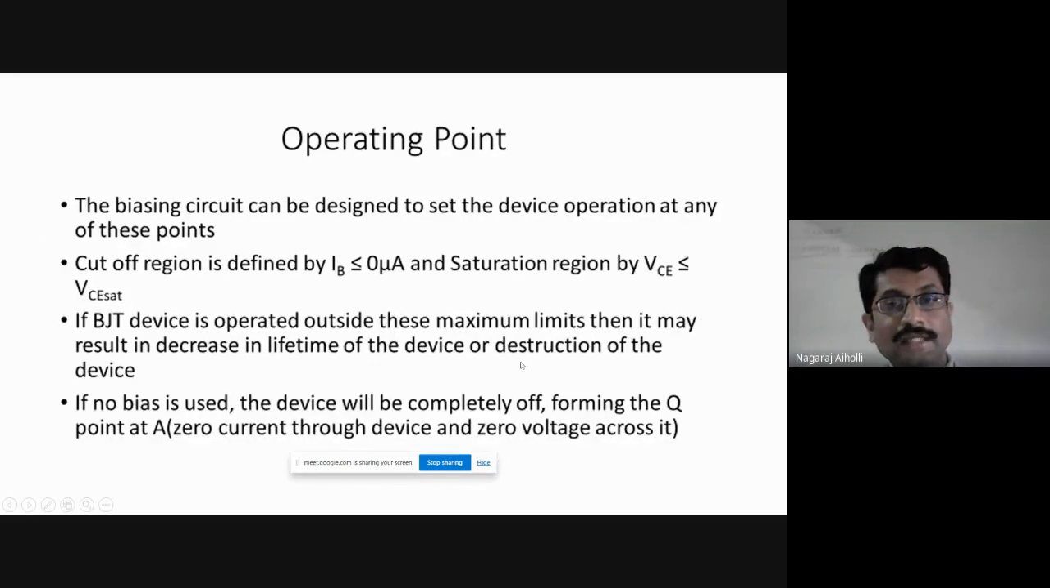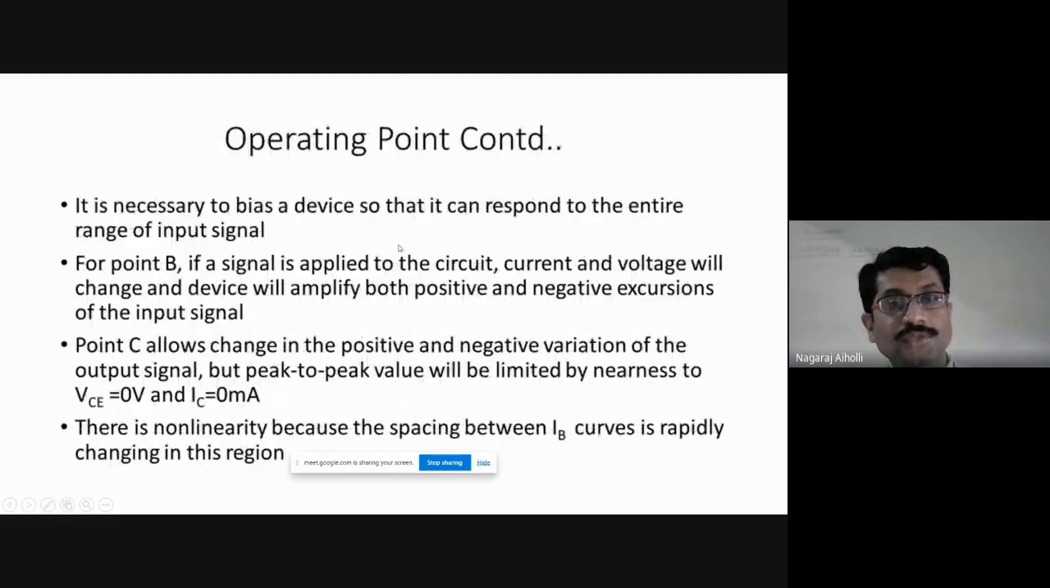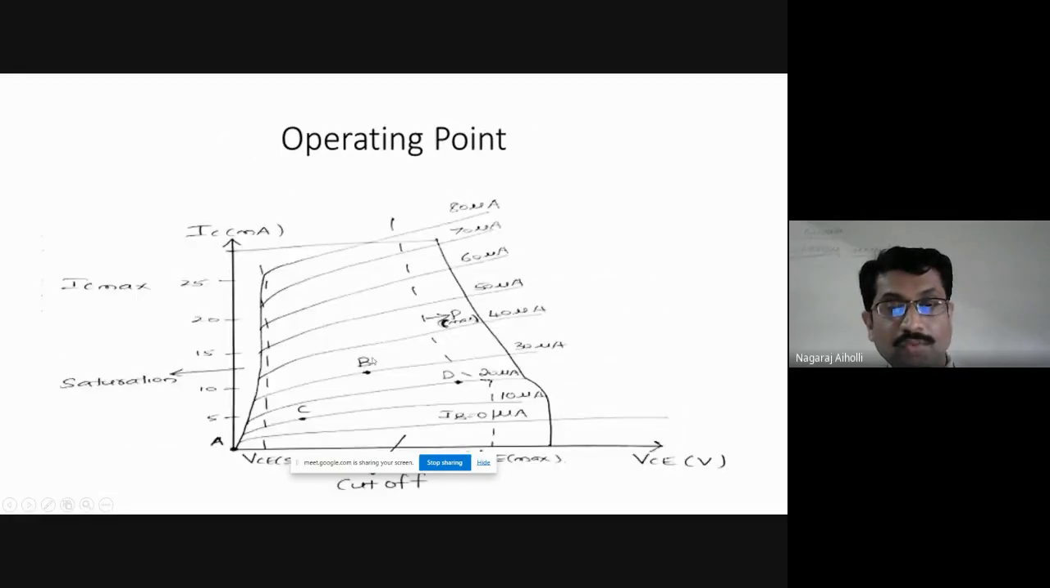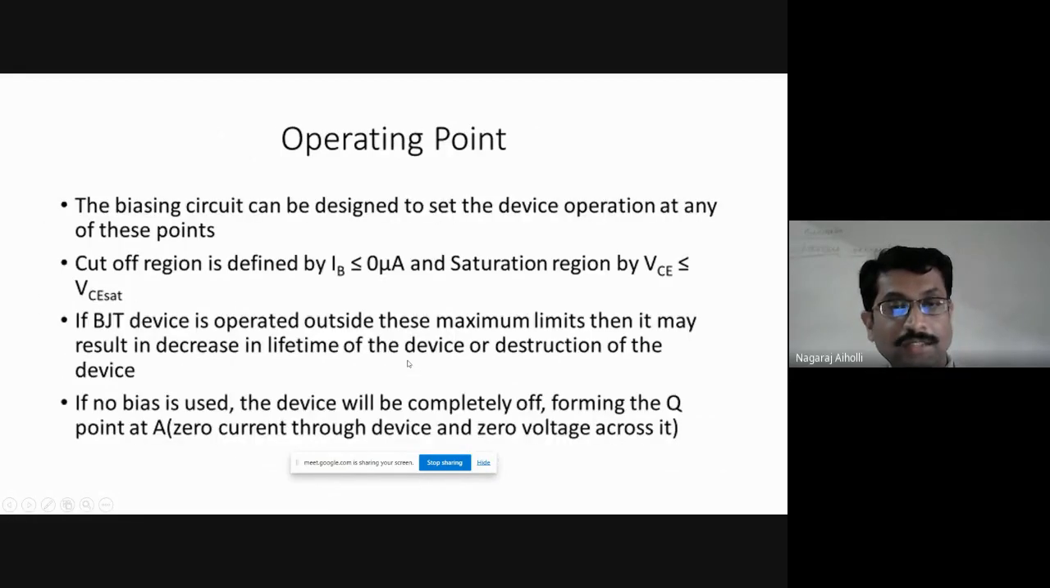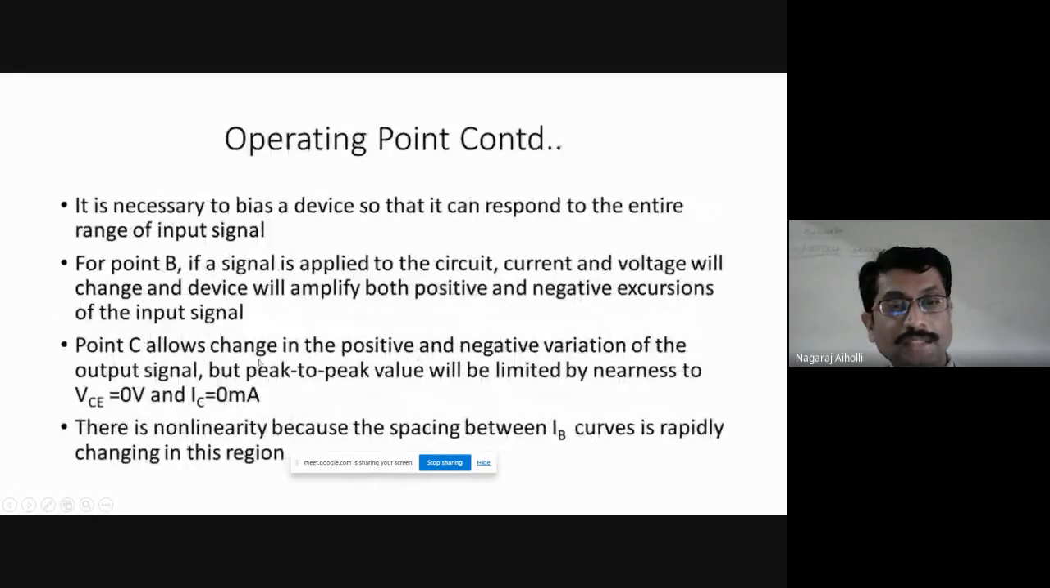It is necessary to bias a device so that we can obtain proper values of current and voltage, and the entire range of input signal is amplified. For point B, if a signal is applied to the circuit, current and voltage will change, and the device will properly amplify both positive and negative portions of the input signal. If you are considering point B, proper amplification of both positive and negative portions of the input signal will take place. Point C, what happens?